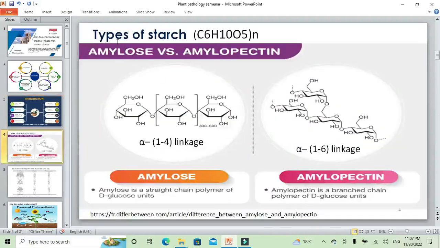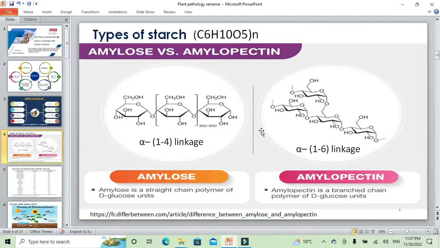You see here, these are two types of starch. The first is amylose. The second is amylopectin. As you see here, this is the amylose. It consists of alpha-1,4 glycosidic bonds, as you see here. Amylopectin consists of alpha-1,6 glycosidic bonds.